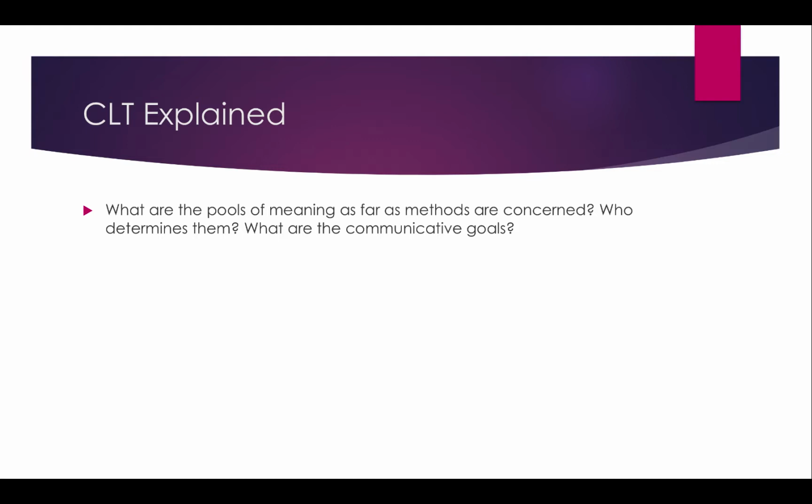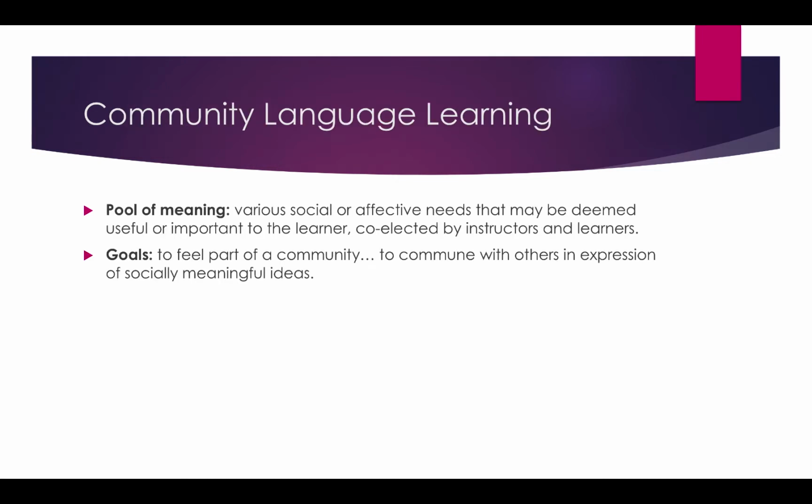So what are these pools of meaning as far as methods are concerned, and who determines them? What are the communicative goals? Well, in community language learning, the pool of meaning are the various social and affective needs that may be deemed useful or important to the learner or by the community around them. And the meanings that are expressed or explored are co-selected by instructors and the learners. And the goals are to feel a part of the community and to commune with other people in mutual interest in the expression of socially meaningful ideas.